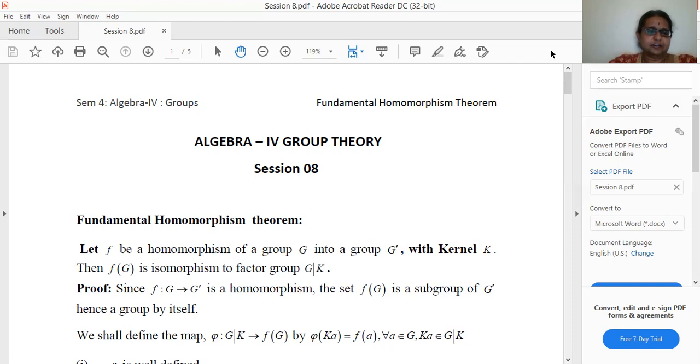If this homomorphism is one-to-one and onto, then the mapping is said to be an isomorphism. Only when the mapping is a homomorphism, we can find the kernel. And here G by K is the factor group. So we shall prove this.